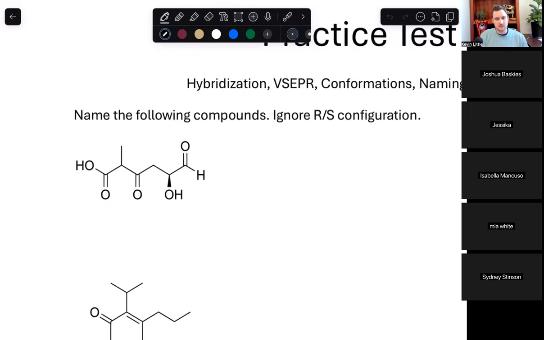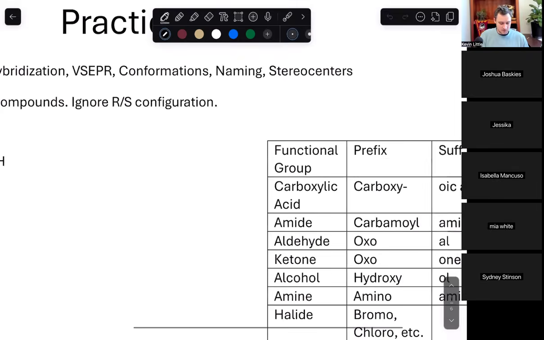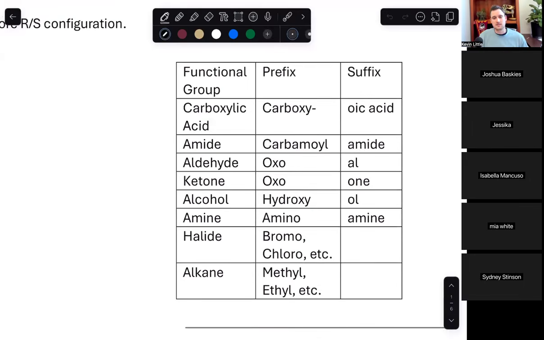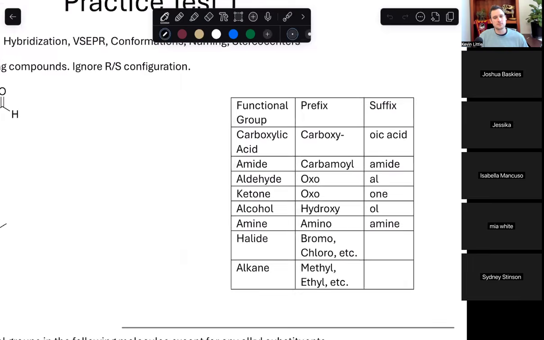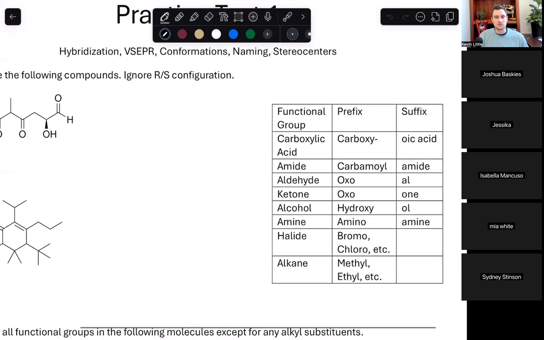IUPAC naming, everybody's favorite. I'm going to provide a chart that has all the prefixes and suffixes for you guys. So you don't have to memorize all of these, but you'll have to be able to recognize what functional groups are there and whether or not those functional groups deserve to get a prefix or deserve to get a suffix and the numbering that might be going along with that.